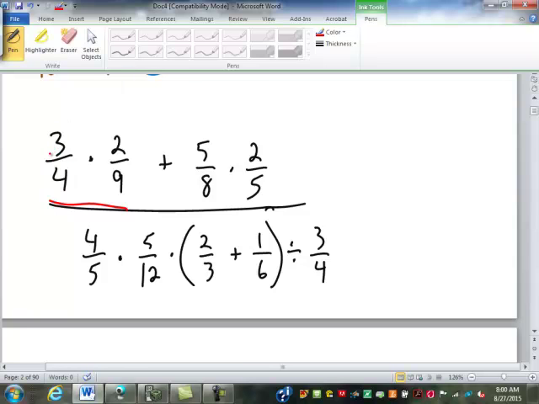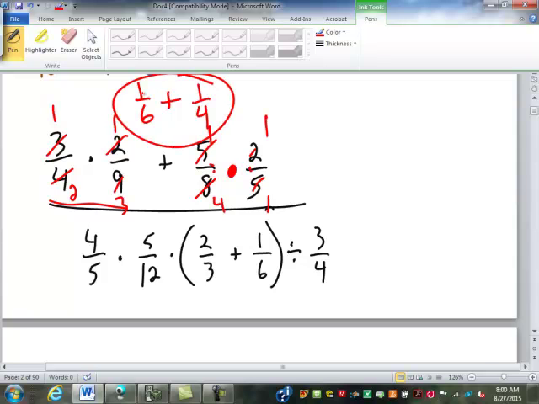1/3 and 1/10. Okay, reduce this to 1 and 2, and reduce this to 1 and 3. So that multiplies to make 1/6 there. How about over here? 1 and 1. 1 and 1, 1 and 4, multiplies to make 1/4. So now we've just got 1/6 plus 1/4. 5/12. Very good. Any questions so far? Okay.